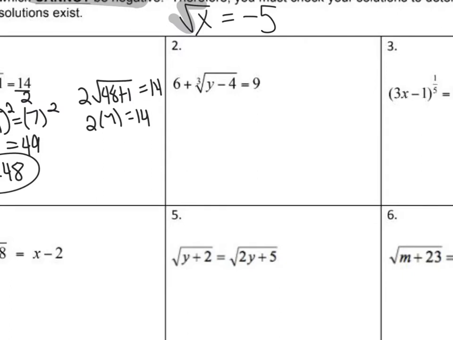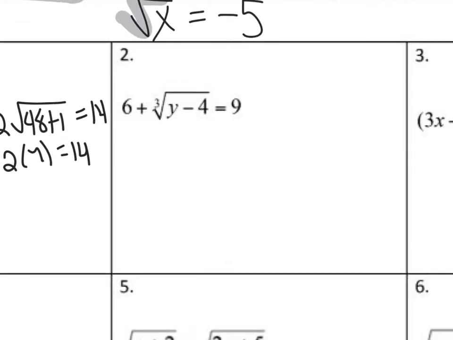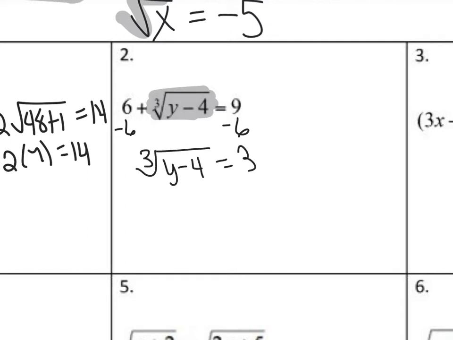Okay, on this next one, it's a cube root, so just keep that in mind. I have 6 plus the cube root of y minus 4 equals 9. I need to get that cube root, I need to get this guy all by himself first. So I'm going to go ahead and subtract 6 from both sides, and I would have the cube root of y minus 4 equals 3.